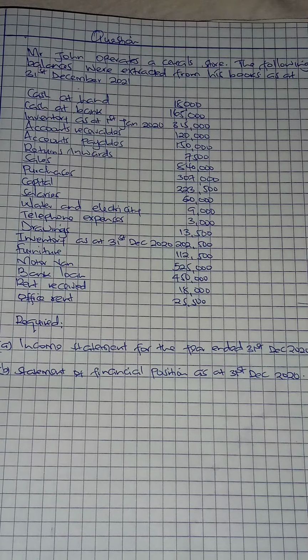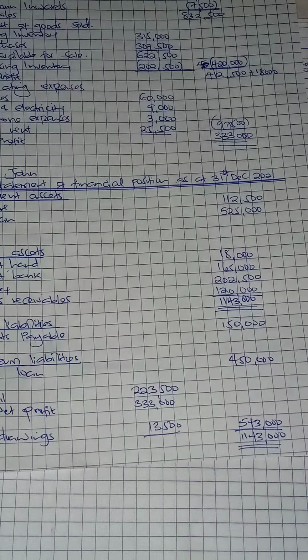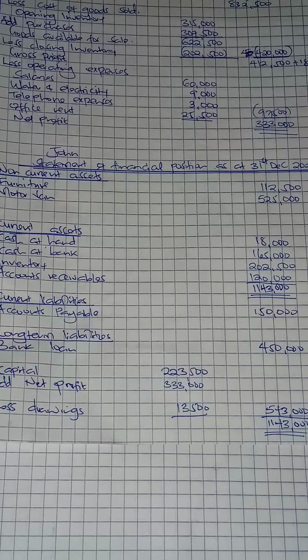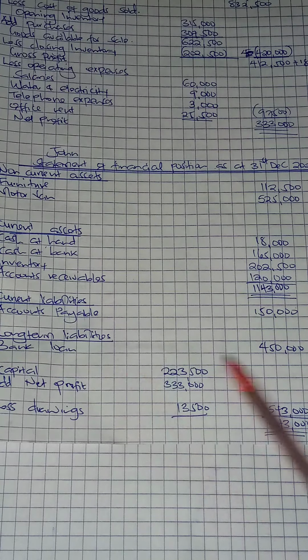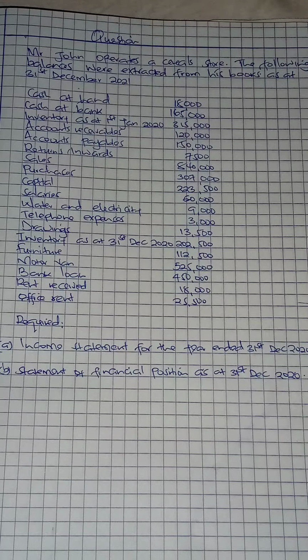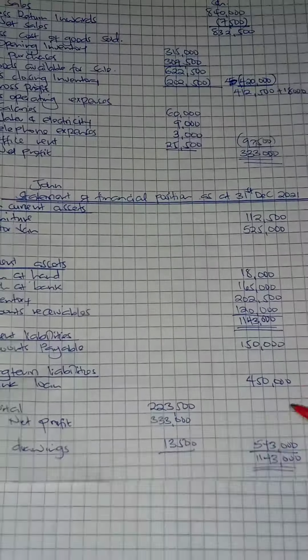These are obligations that you meet over a period longer than one financial period. In this case, we have our bank loan amounting to 450,000. Hope you're able to see that. Then you go to capital, our equity now. We had capital of 223,500, and that's what you put here.